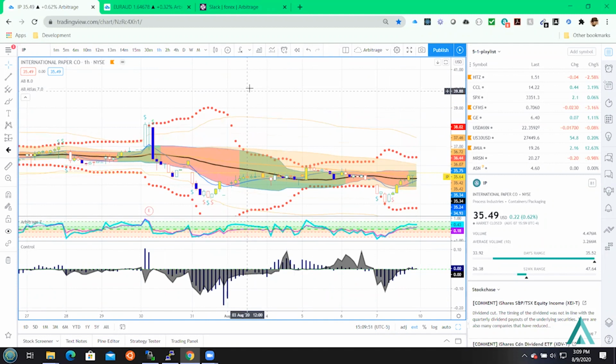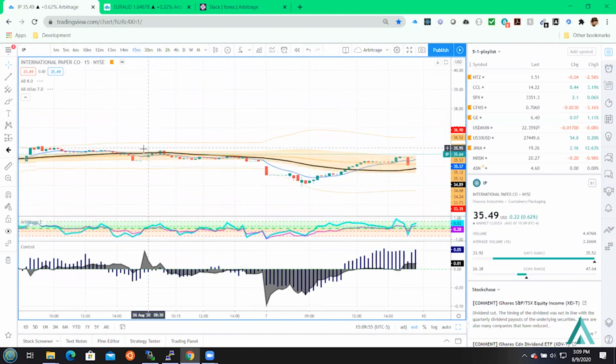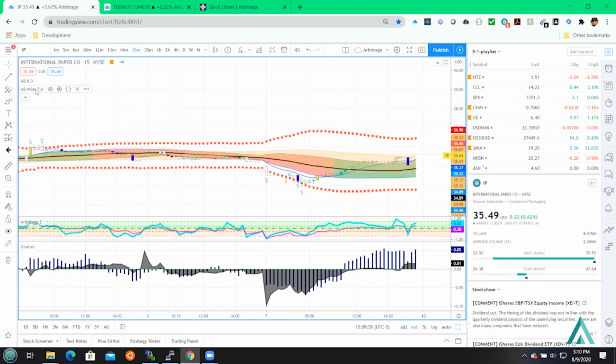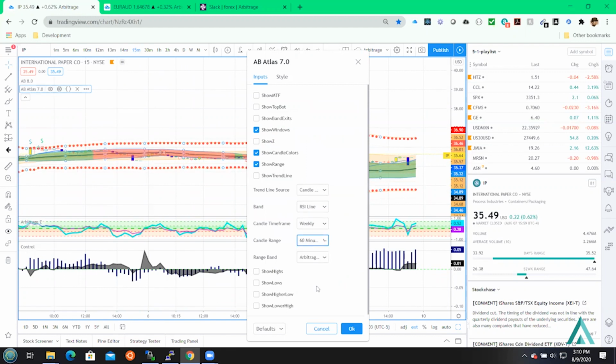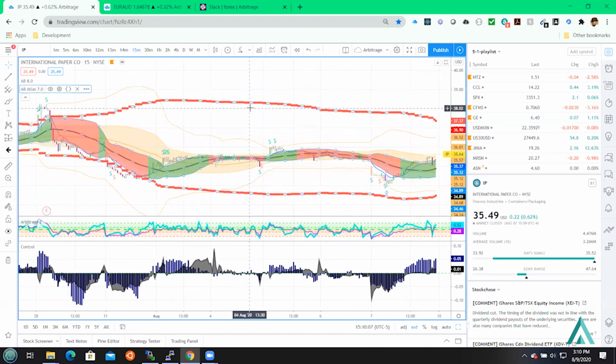Likewise, if you want to do the inverse of how we have it here, say I'm on the 15-minute chart and I want to know what my range and possibility are on the hourly chart, I can just change this to 60 minutes and we're still set at arbitrage. That gives us a bigger picture to find out where the absolute top is and where the absolute bottom is on the 15-minute chart, using the arbitrage band from the hourly chart.